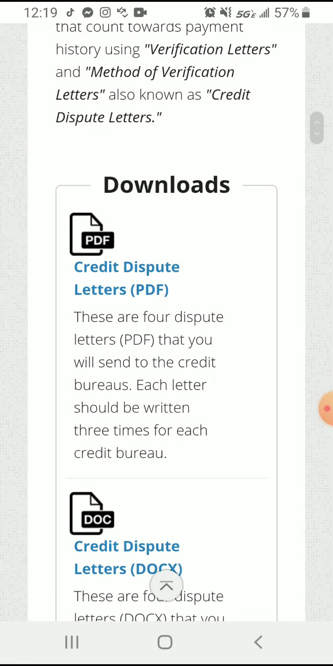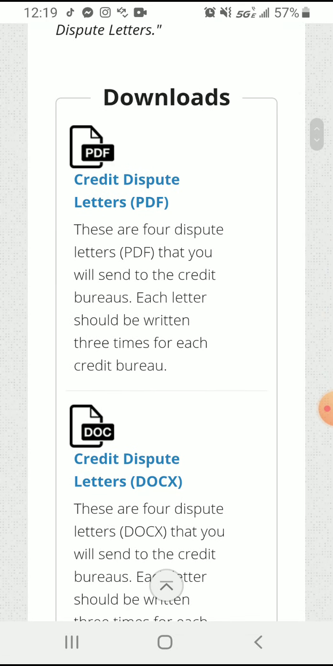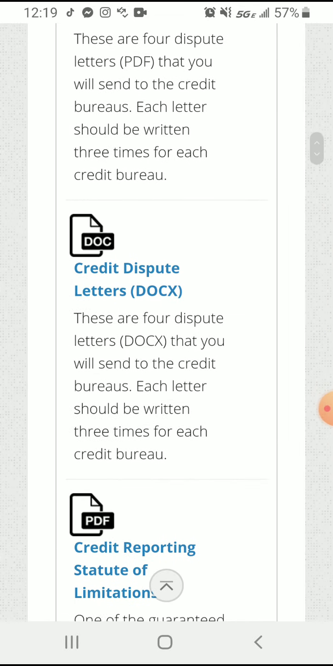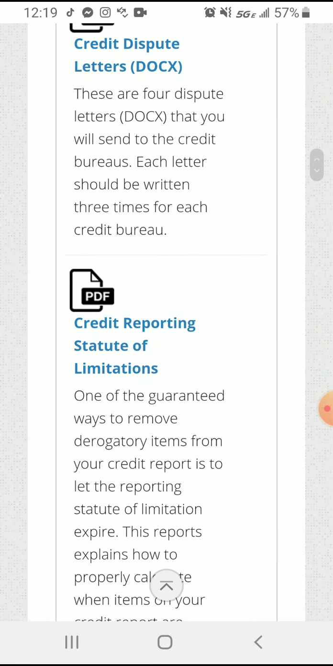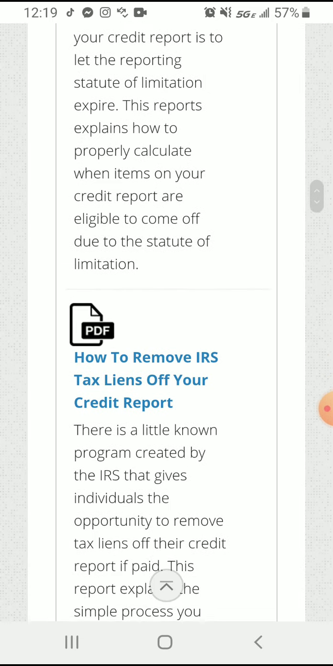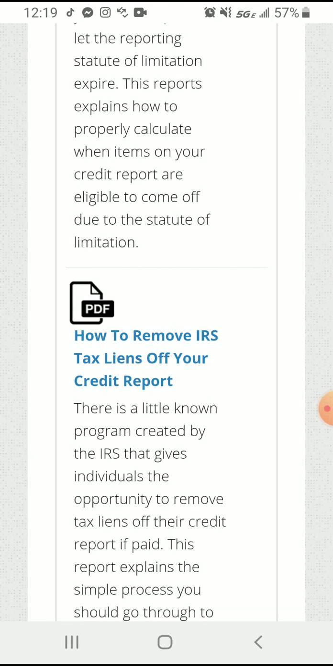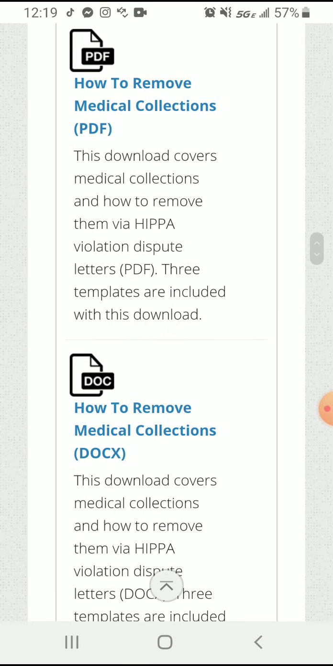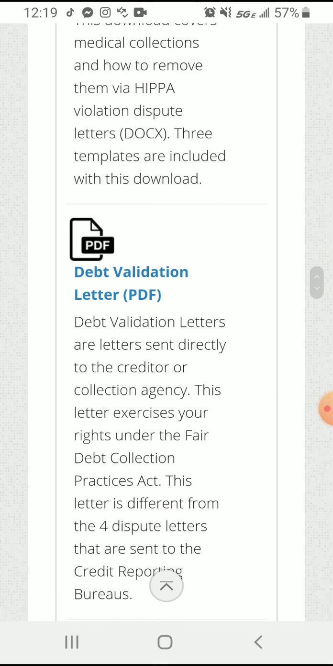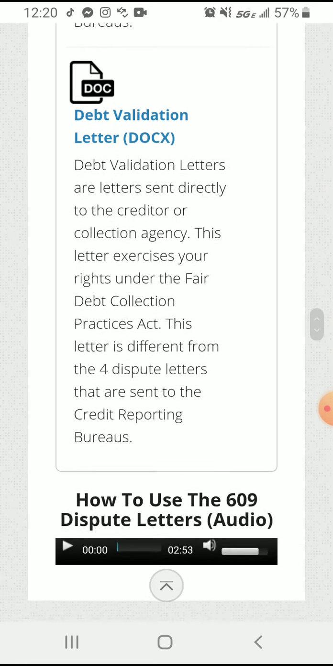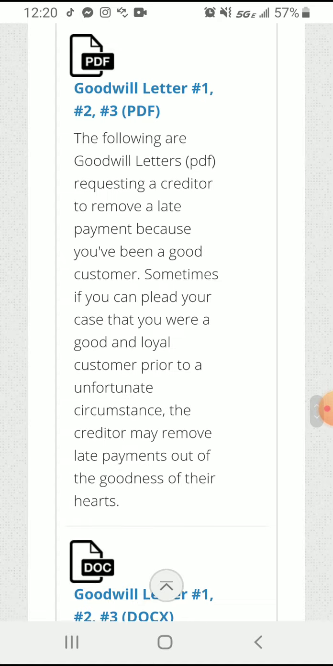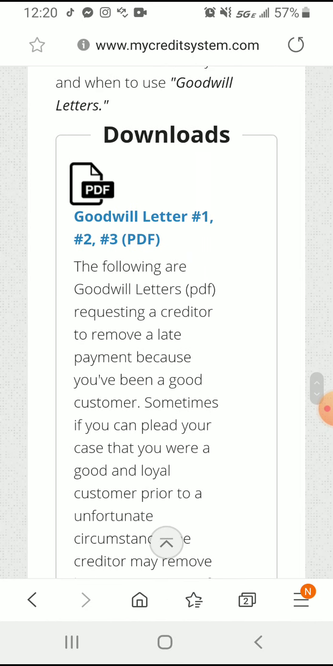Alongside the video, there's downloads, your credit dispute letters in PDF and document form, the credit reporting statute of limitations, how to remove IRS tax liens off of your credit report, and how to remove medical collections off your report, debt validation letters. It's all here. So you literally have everything that you need to better your own credit.